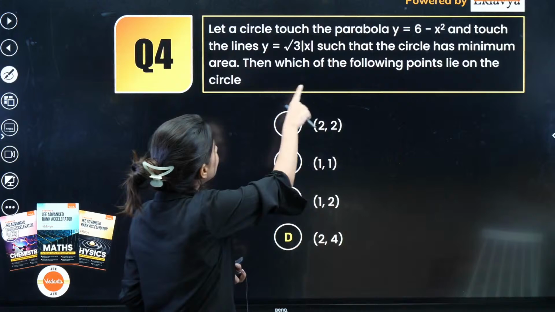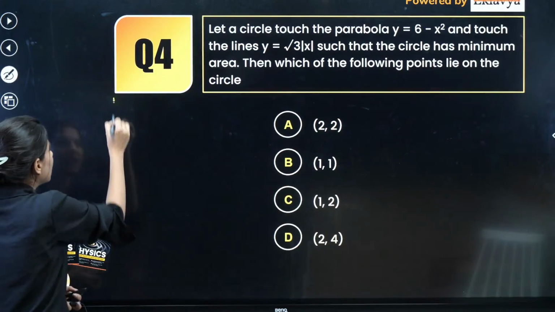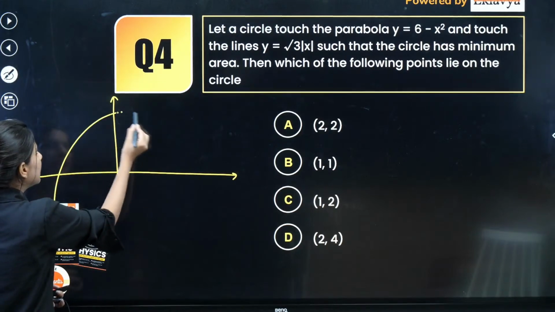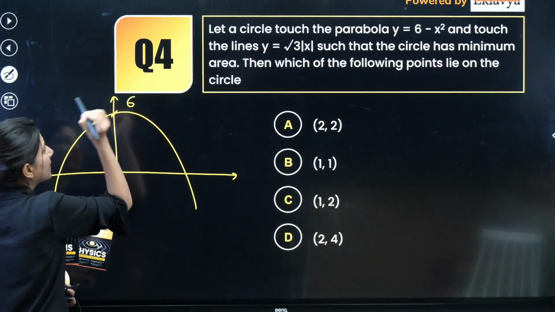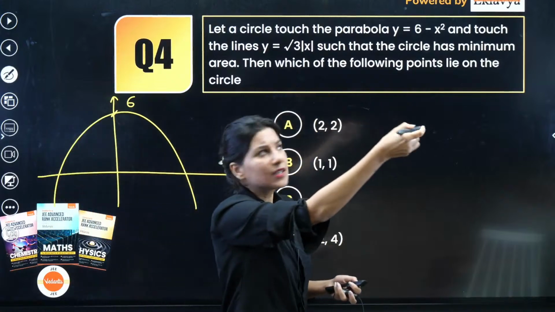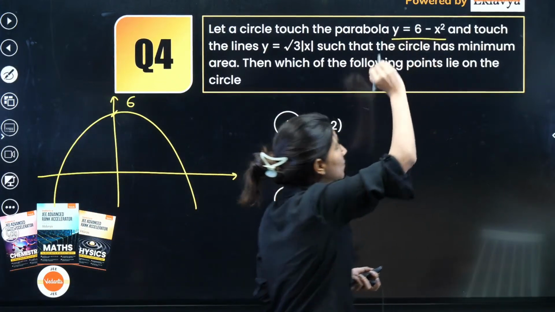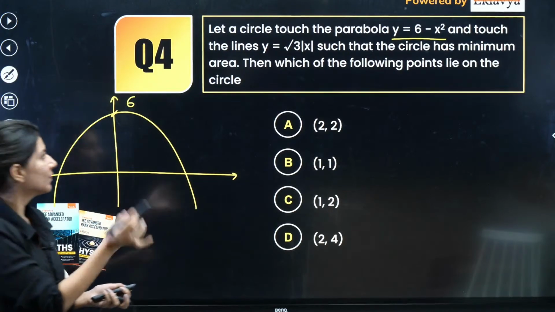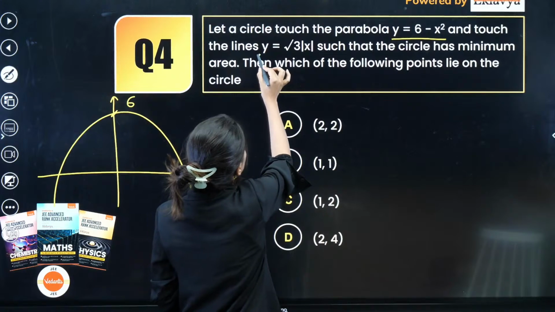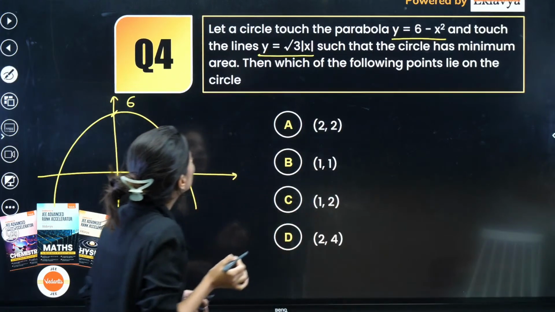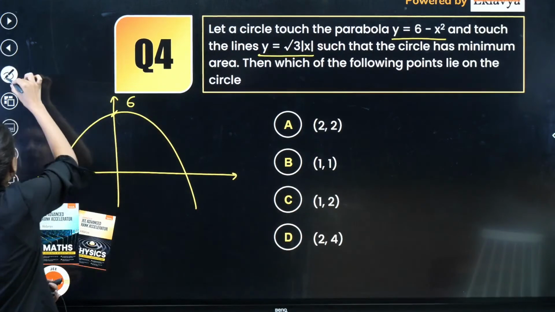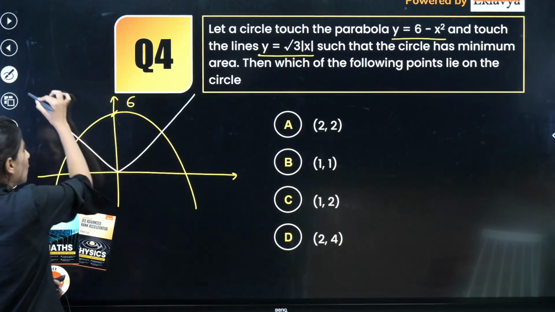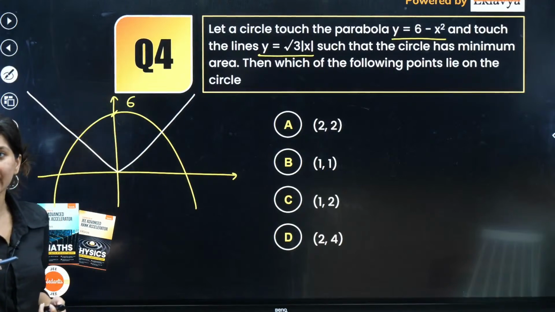So let a circle touch the parabola. We are having a downward facing parabola, which looks like this, and this point is 6. The moment you put x equals to 0 in this, what do you get? y is equals to 6. So this we can plot, and these are plus root 6 and minus root 6. Now y is equals to root 3 modulus x, so we are having these 2 lines as well. It will look like this. This is your y is equals to root 3x.